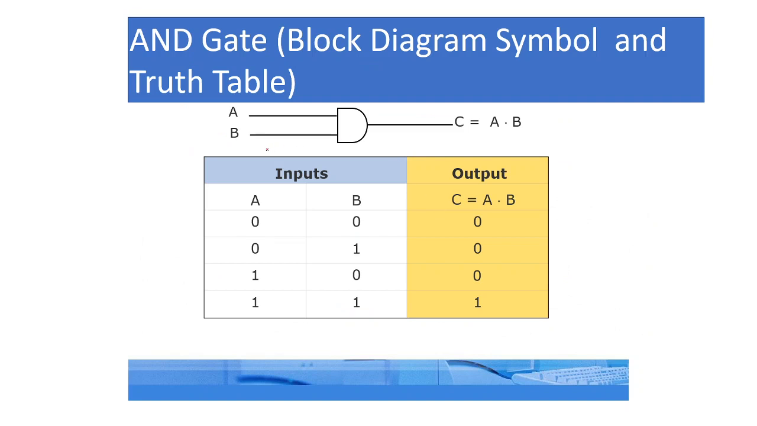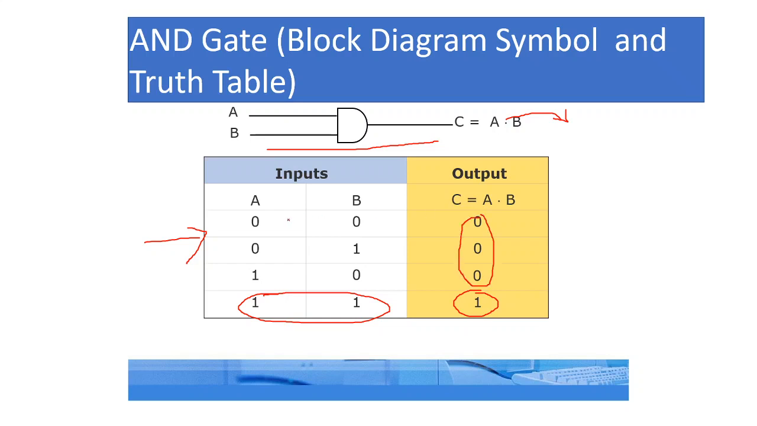So this is the logical symbol of the AND gate, and the AND operation in a Boolean expression is always denoted by the dot operator. So C is equal to A dot B represents the AND gate. This is the truth table for the AND gate. In an AND gate, only if both the inputs A and B are 1, the output is 1. Otherwise, if any of the inputs or both are 0, then the output is also 0.